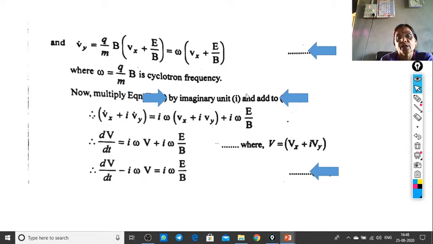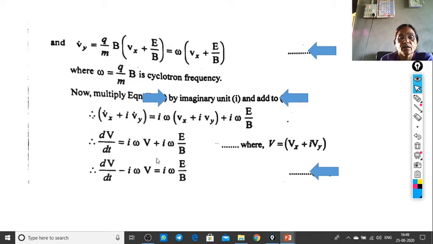Now, we can have this situation: Vx dot plus I Vy dot is equal to I omega times Vx plus I Vy, plus I omega times E upon B. How does this equation come here? We are multiplying by the imaginary unit I, and hence this equation takes the form: this equals this plus I omega E upon B. Again we can replace this bracket by V, that is Vx plus I Vy, and since the dots are first order derivatives, that derivative is replaced by d by dt. Therefore, dV by dt equals I omega V plus I omega E upon B.